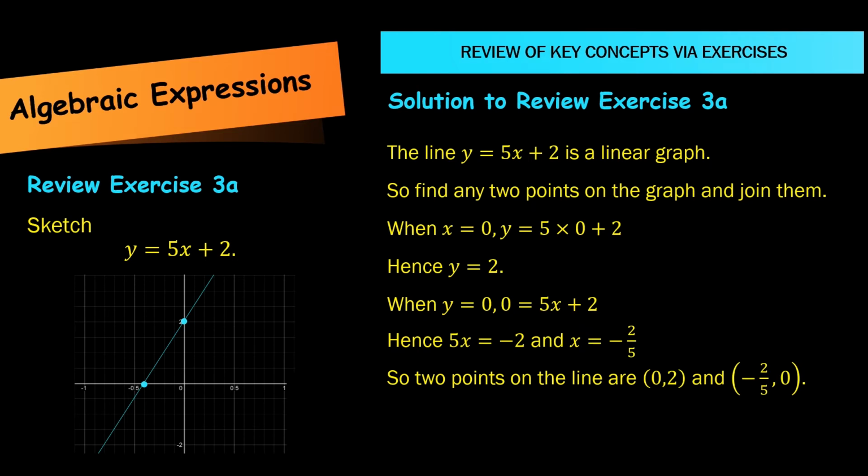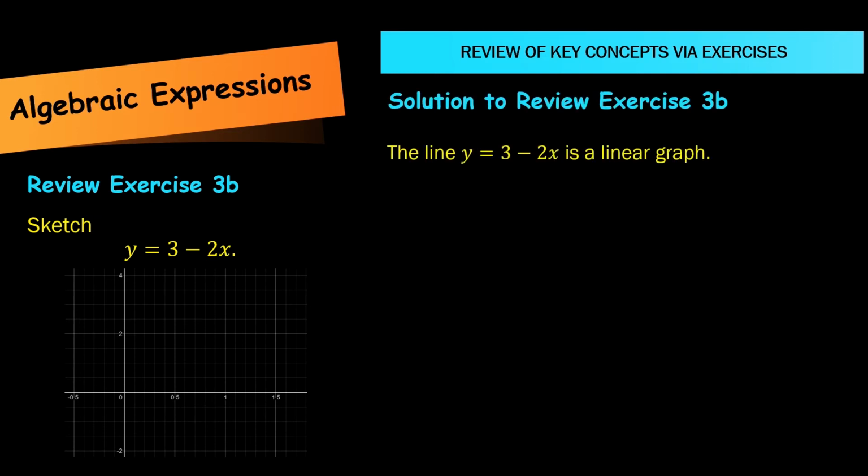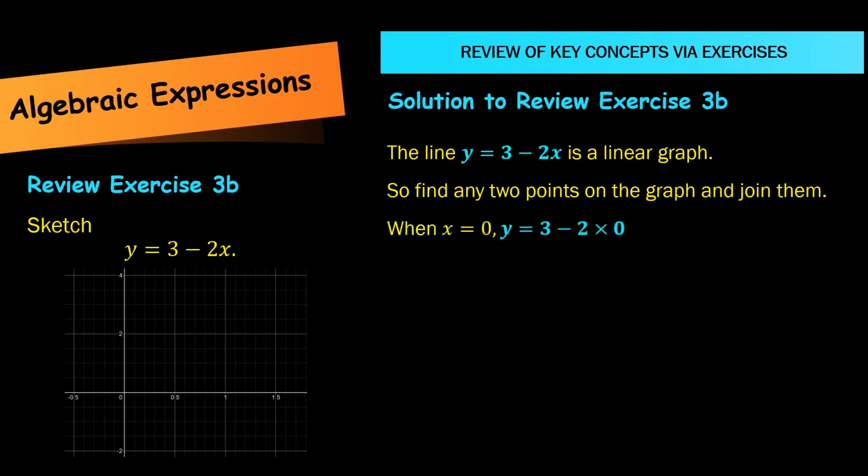Now for exercise 3b. Sketch the graph of y equals 3 minus 2x. y equals 3 minus 2x is linear. So find any 2 points on the graph and join them. The points we're considering again are when x is 0, what is y, and when y is 0, what is x. So let's consider x equals 0 first. So when x equals 0, plug in the values, and tidy up to give y equals 3. So one of our points is 0, 3.